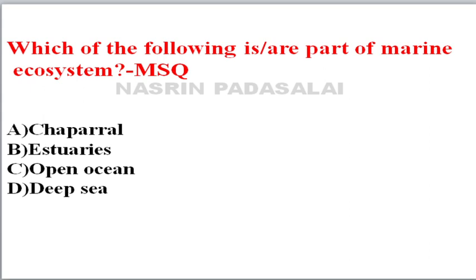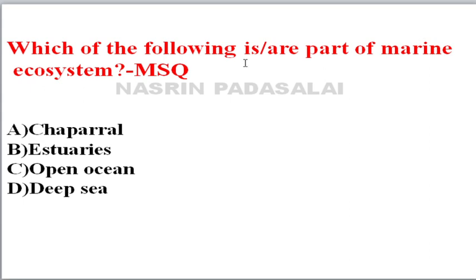And which of the following is a part of the marine ecosystem? This is an MSQ type of question. If you give a correct answer, you will be given 2 marks. If you give a wrong answer, there is no negative mark, which means they won't reduce marks for a wrong answer, for both MSQ type and NAT type questions. So the answers are estuaries, open ocean and deep sea. Chaparral does not belong to the marine ecosystem. It belongs to another vegetation type which consists of scrub and bushes.